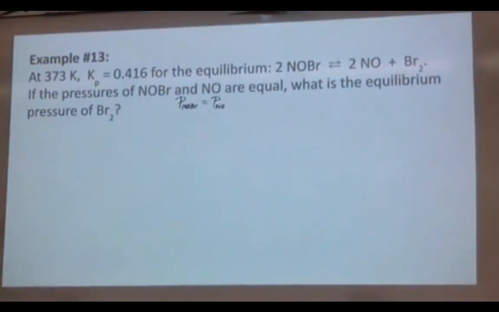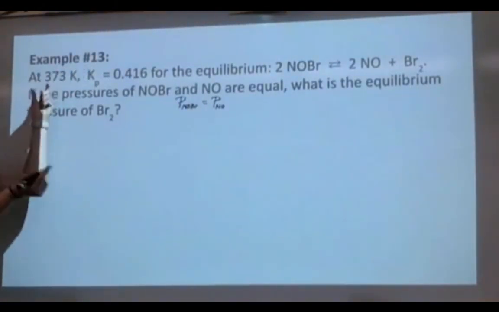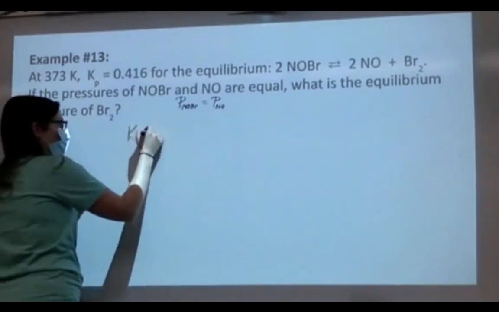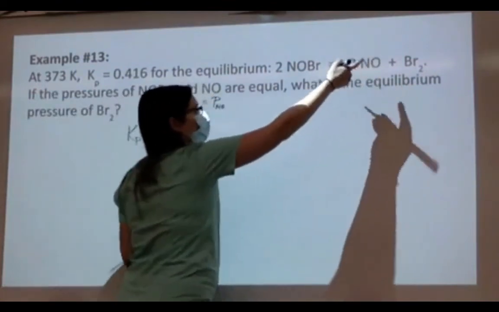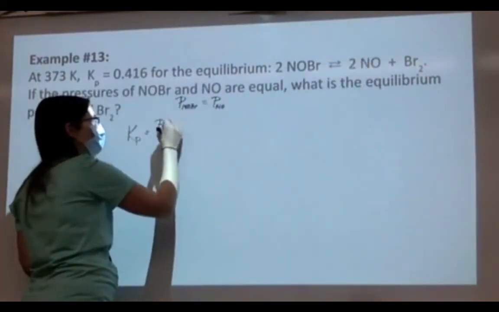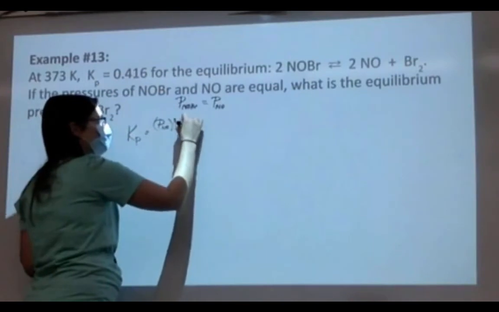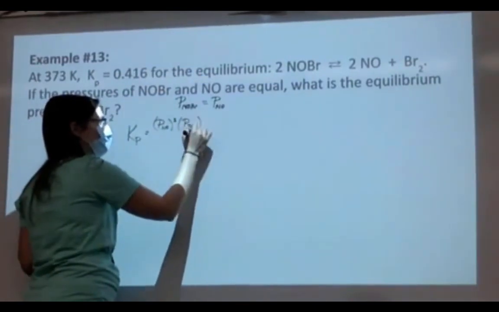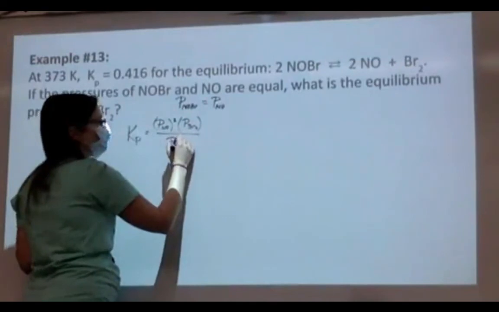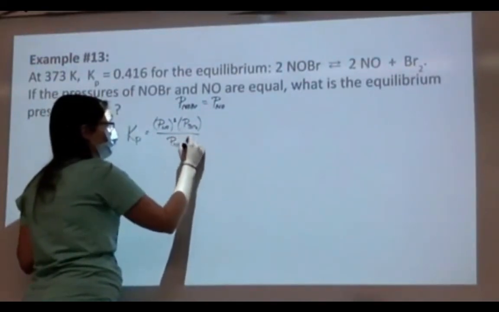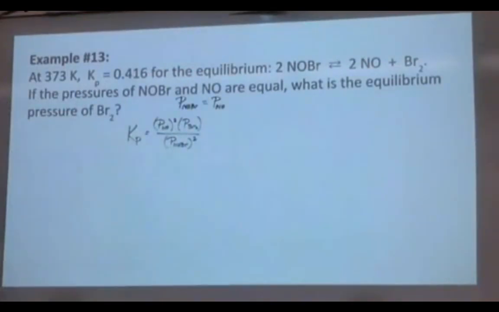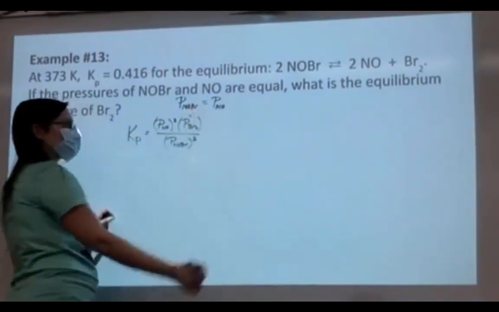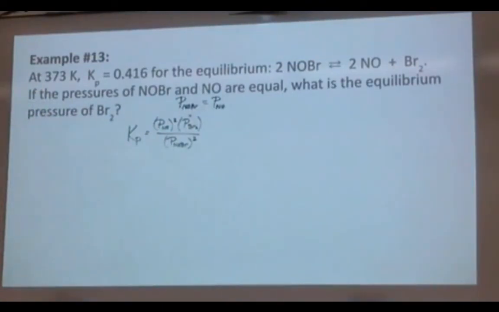So let's just take a step back. We know we're dealing in Kp. Let's write the Kp expression out. Kp, dealing in pressure, products over reactants. So NO and Br2: pressure of NO squared times pressure of Br2 over pressure of NOBr squared. And it wants us to solve for pressure of Br2.